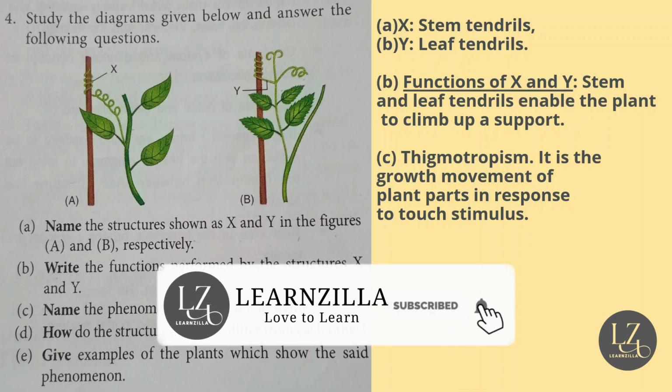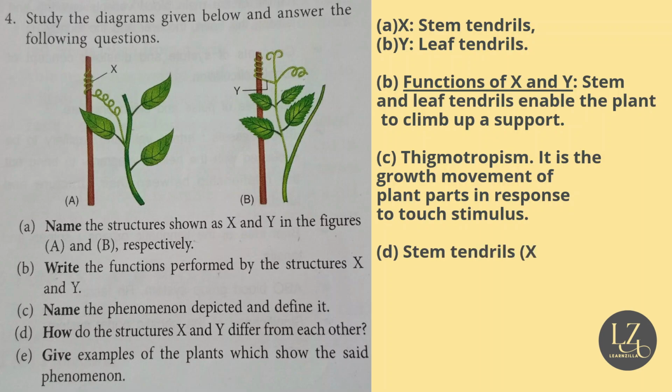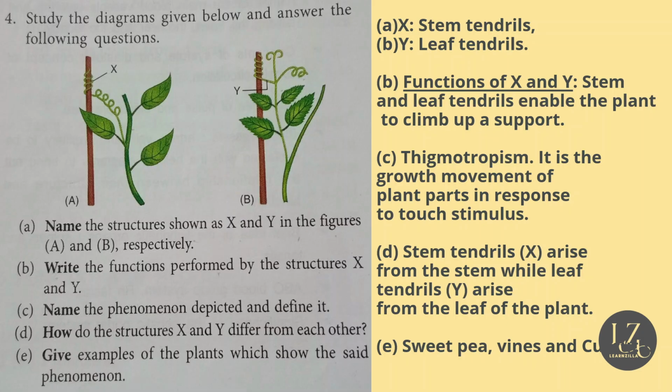How do the structures X and Y differ from each other? Stem tendrils arise from the stem, while leaf tendrils arise from the leaf. E-bit, give examples of the plants which show the said phenomenon. So, common examples which show thigmotropism are sweet pea, vines and cuscuta.